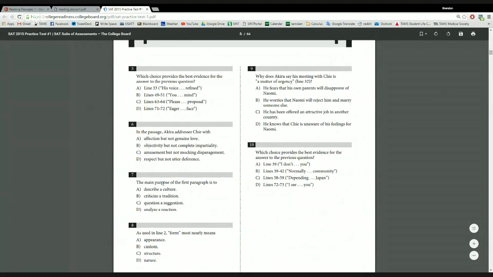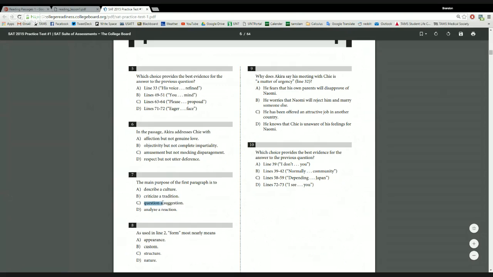The main purpose of that first paragraph is to describe a culture. There's nothing mentioned of a culture in that first paragraph, so nothing to assume there. That's based on your opinion. The word described is not exactly correct because he's actually questioning himself. B, criticize the tradition. There's nothing being criticized at all. This is actually a pretty harsh word as well, so that's more of a negative connotation. So that's incorrect.